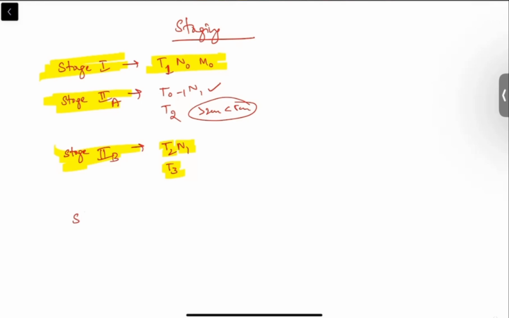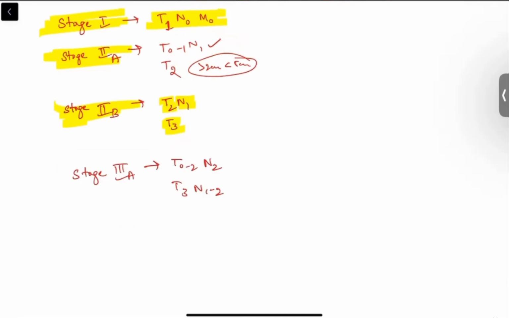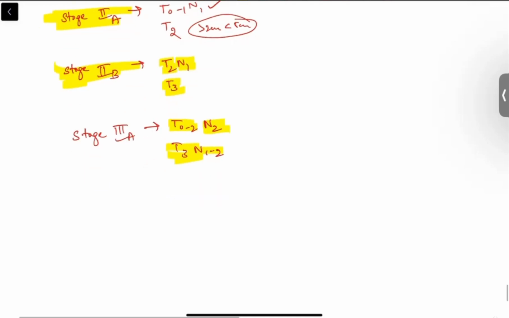Now stage 3A. In stage 3A, what happens is T0 to 2, N2, T3, N1 to N2. So in this condition again the tumor might be of less than 2 cm or up to 5 cm and it is involving axillary lymph nodes. It may be mobile or matted. That's all. Okay, in that condition again it is classified under stage 3A.